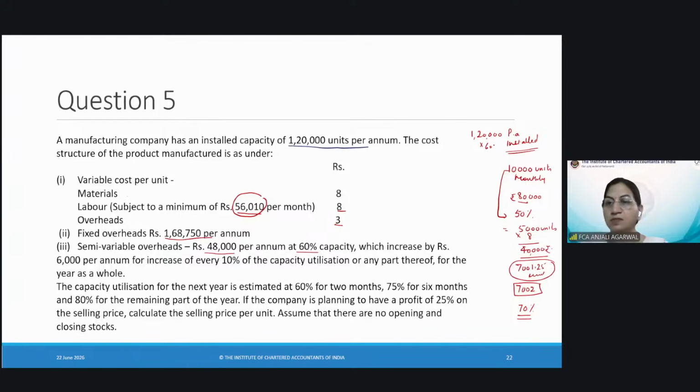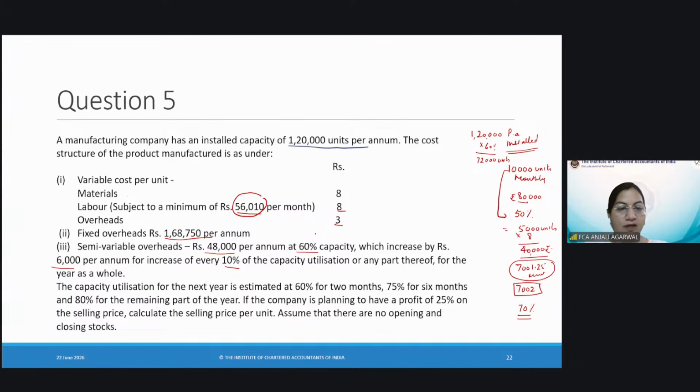120 into 60%, 6,000 units per month or 72,000 units in a year. So semi-variable overheads are 48,000, which increases by 6,000 per annum if you increase the capacity utilization by 10%. So if you are at 60%, it is 48,000. If you are at 70% or above, then it is 48 plus 6, 54,000.